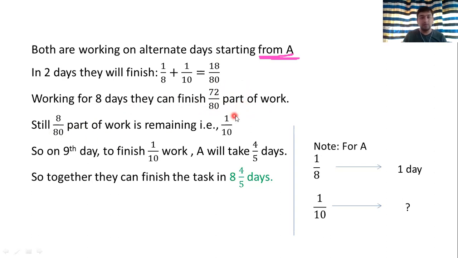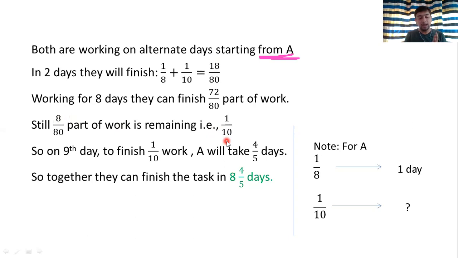So what is the remaining work now? 8 by 80. So still 8 by 80 part of work is remaining. So can we say 8 by 80 is equal to 1 by 10? That means 1/10 part is still remaining. That means, if A and B are working for 8 days, then still 1 by 10 part is remaining.